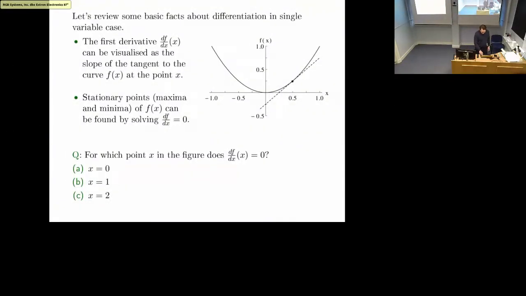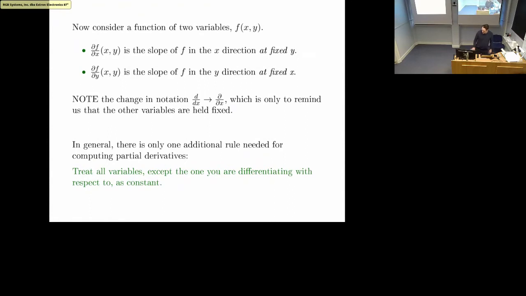So now we just want to formalize these notions of going in different directions and having the slope being different. And we do this using what are called partial derivatives. So the partial derivative of f with respect to x would be the slope of f in the x direction at a fixed y. And the partial derivative of f with respect to y would be the slope of f in the y direction at fixed x.